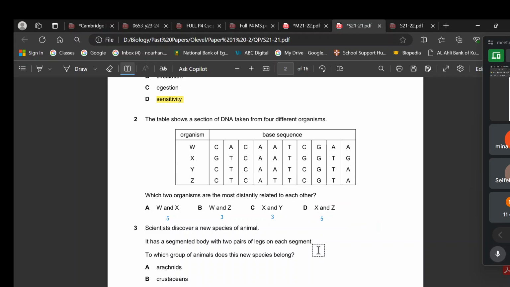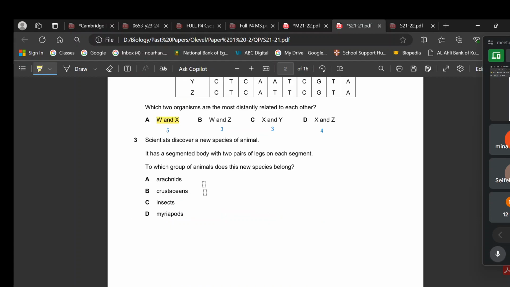So which 2 has the biggest differences? It will be the first option. They have the biggest number of differences, so they are the most distantly related.